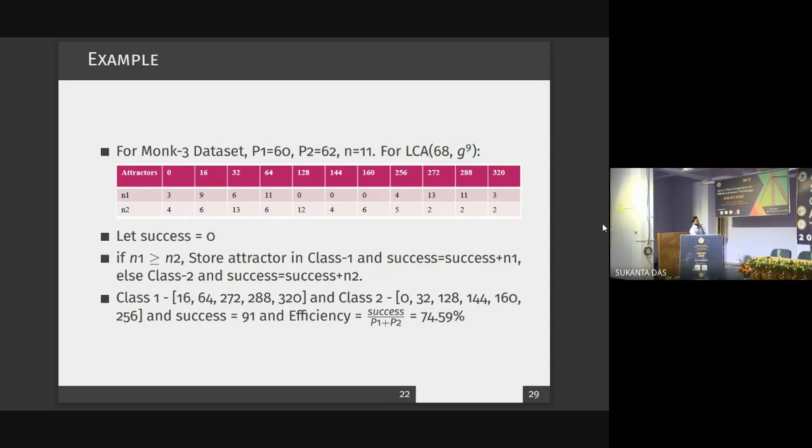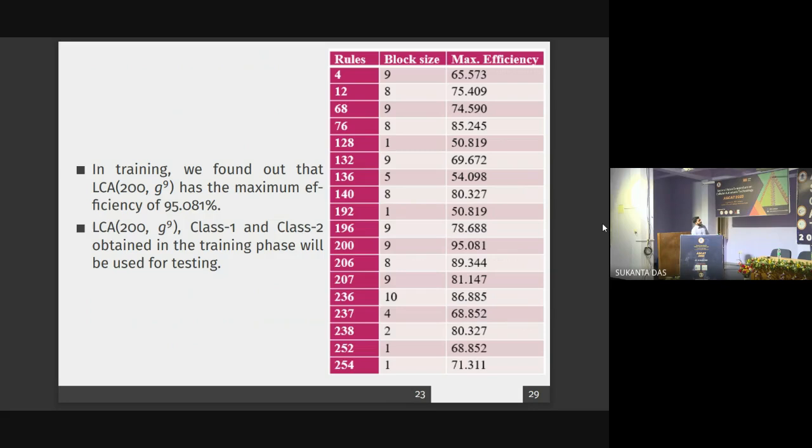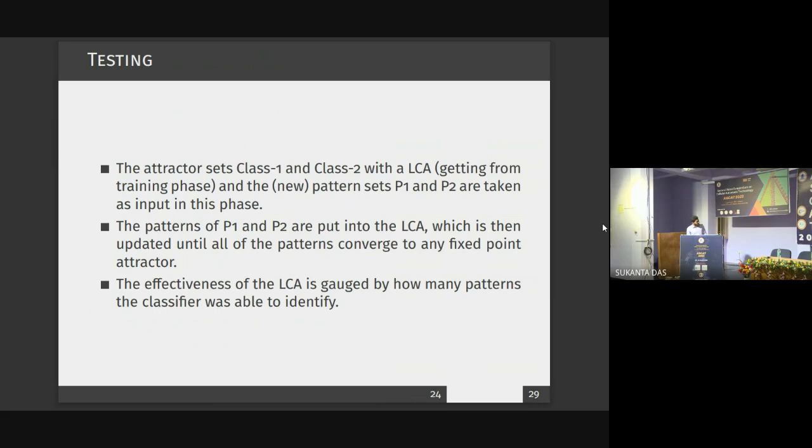Like this, we have found that LCA 200 with block size 9 has the maximum efficiency of 95%. So LCA 200 and 9, along with the two classes that I got in the training phase, I will use for the testing purpose. In testing, the attractor sets that I got from the training and the two classes are used. Along with that, we are taking fresh new pattern sets P1 and P2. The patterns are put into the LCA, which is then updated until it converges to a fixed point attractor. The effectiveness of the LCA is determined by how many patterns are perfectly classified by the classifier.